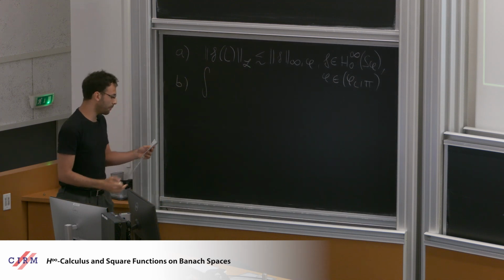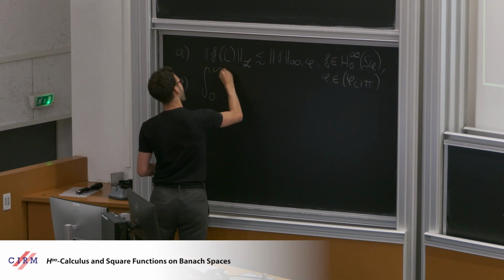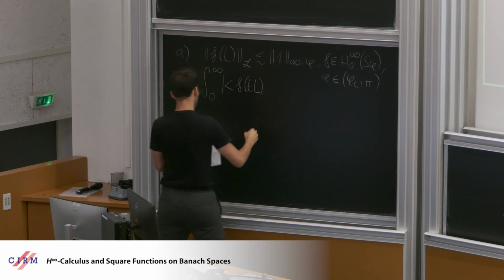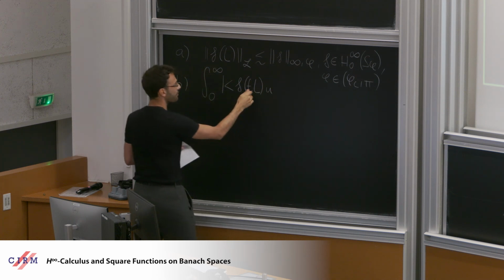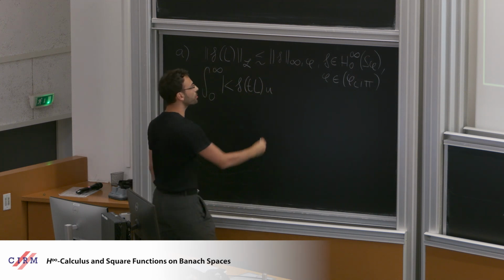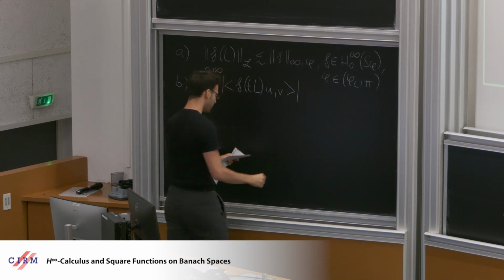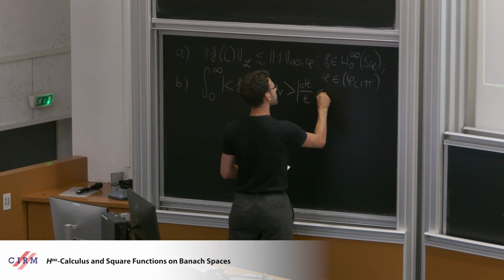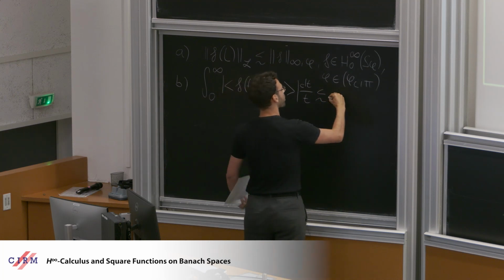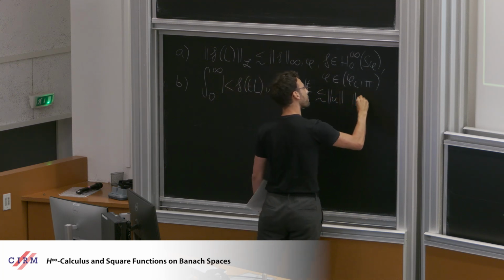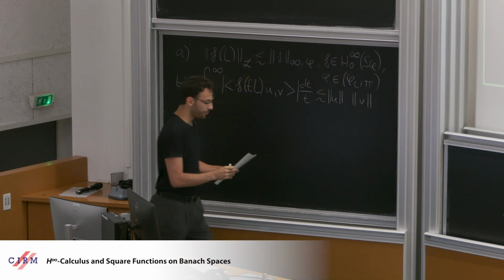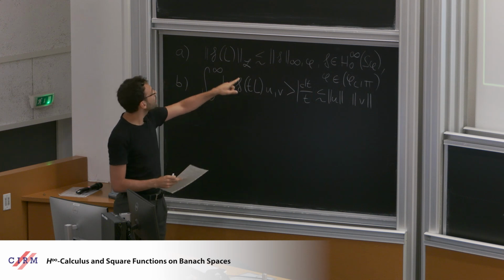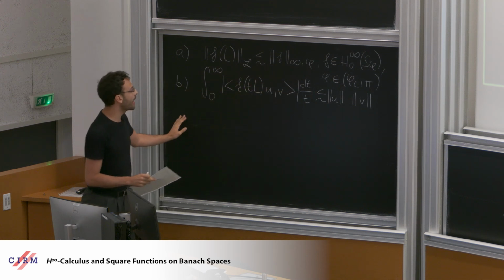Then B, which is not yet given, but I will be stating it anyway. This is going to be called a bilinear estimate. Okay, so we have already seen also that by now. So we take the inner product of f applied to tL, this whole thing applied to u, test it with v, take the modulus of that, integrate it against dt over t, and this is up to a constant less than the norm of u multiplied by the norm of v, for some, respectively all, f in H0 infinity and angles.